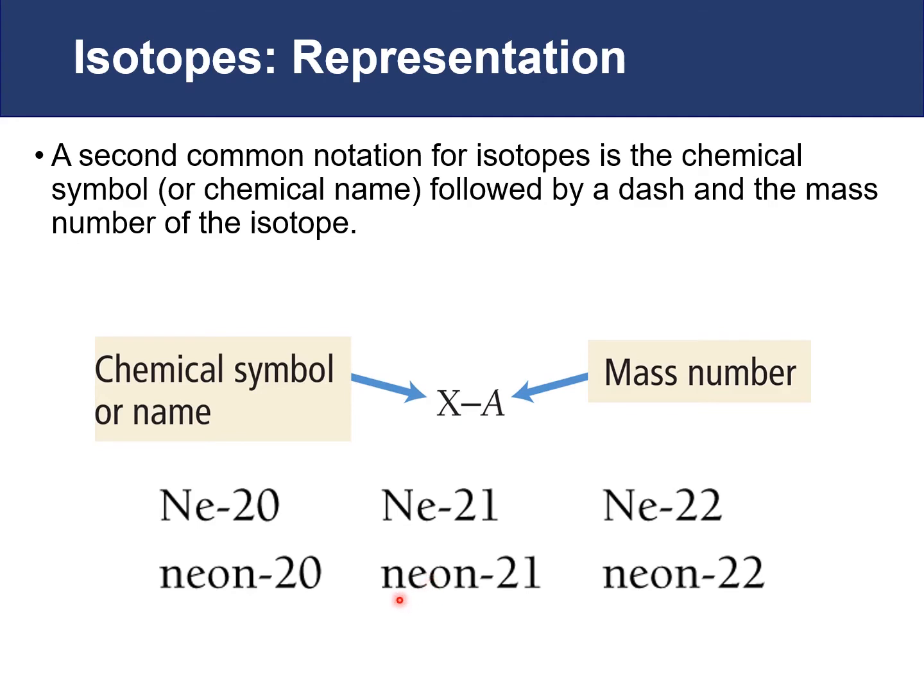In our example here, neon-21, because it's neon, it has 10 protons. The 21 here is our mass number, which is the number of neutrons plus the number of protons. So we would take 21 minus 10 for the number of protons, because it's neon, gives us 11 neutrons. So this isotope here for our neon has 11 neutrons and 10 protons.